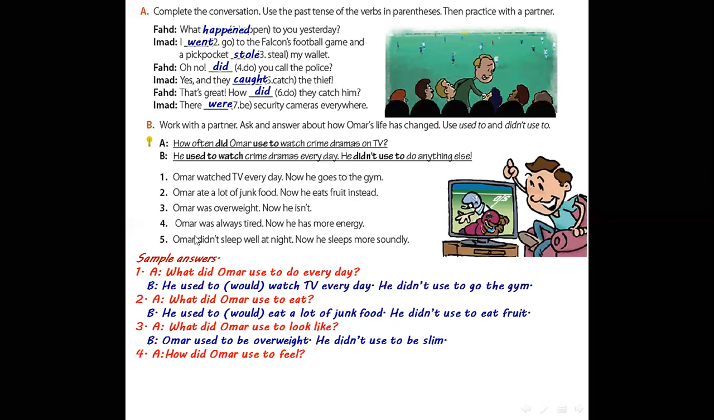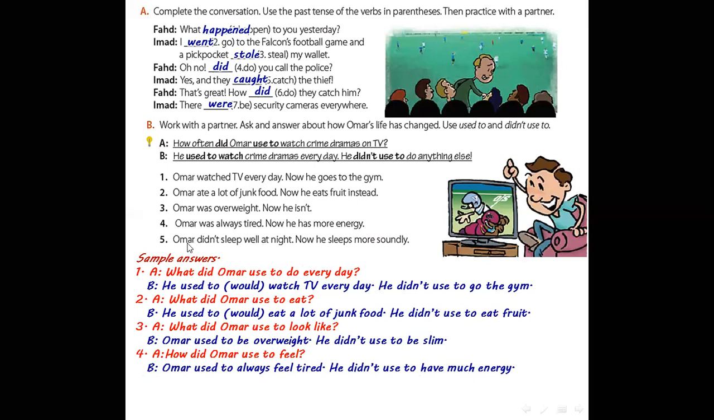Number 4, Omar was always tired. Now he has more energy. How did Omar use to feel? Was. Excellent, the past form of verb to be. Very good. Omar used to always feel tired. He didn't use to have much energy.